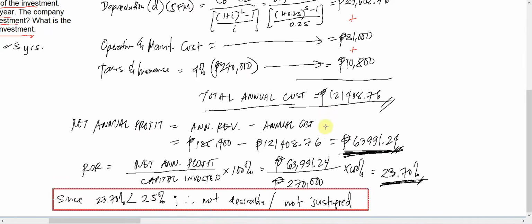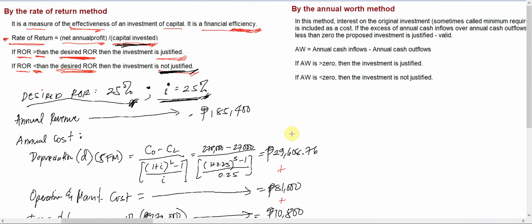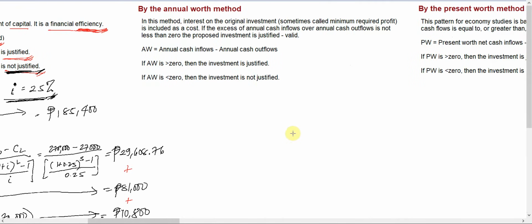Okay. So, kung may question kayo about that rate of return, pwede nyo naman i-comment. And then, punta tayo sa next method.